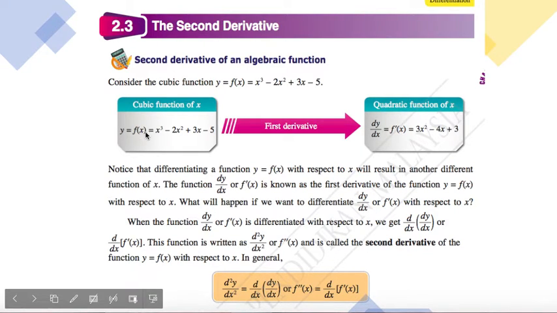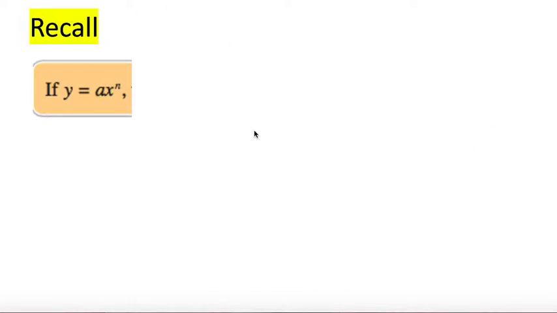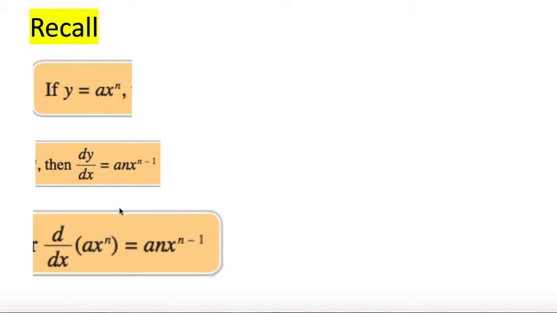Or if we are given f(x), the first derivative becomes f prime x, and the second derivative becomes f double prime. We differentiate the first derivative. Recall how to differentiate: given y equals ax power n, we differentiate it with dy/dx, the power goes in front, multiplied by a, and then x power n minus 1. So differentiating ax power n gives anx power n minus 1.